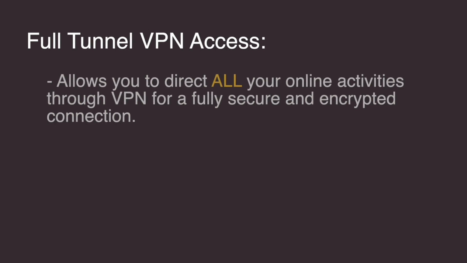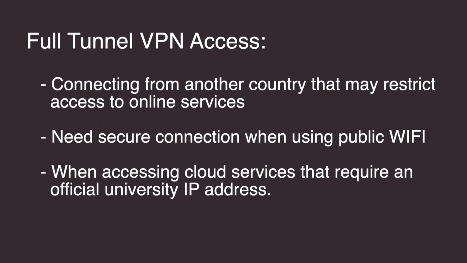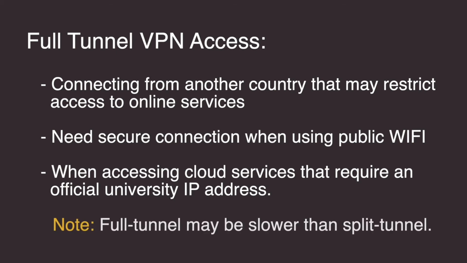Full tunnel access allows you to direct all your online activities through VPN for a fully secure and encrypted connection. Only use this when you are connecting from another country that may restrict access to online services, to provide a secure connection when using public Wi-Fi, and when accessing cloud services that require an official university IP address. Note: full tunnel may be slower than split tunnel.